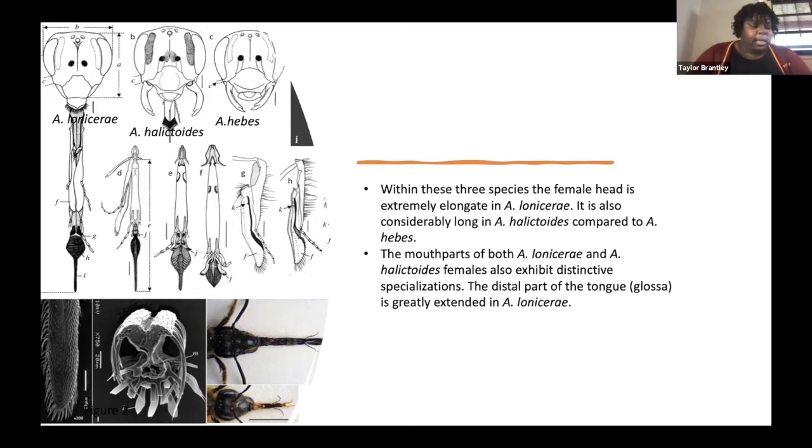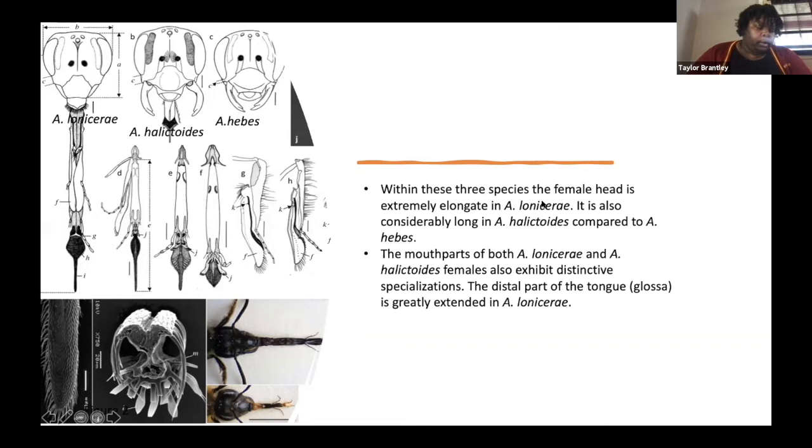oculomalar space of the head is also considerably elongate in A. lanicerae and A. halictoides compared with the more typical short malar space of A. hebes. If you look here, this is the oculomalar space for A. lanicerae and A. halictoides, and if you look here, it's much shorter on A. hebes.